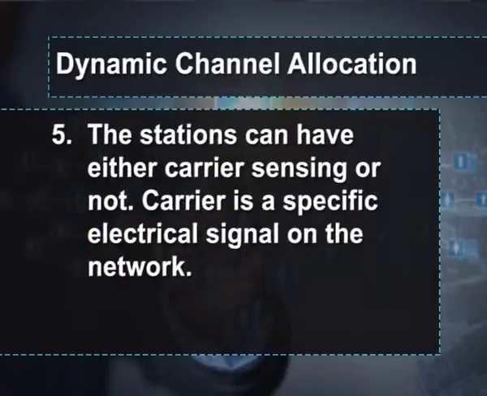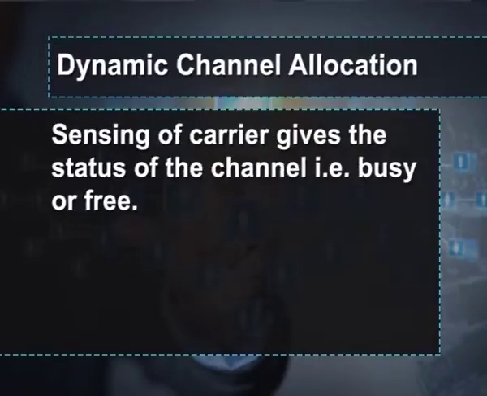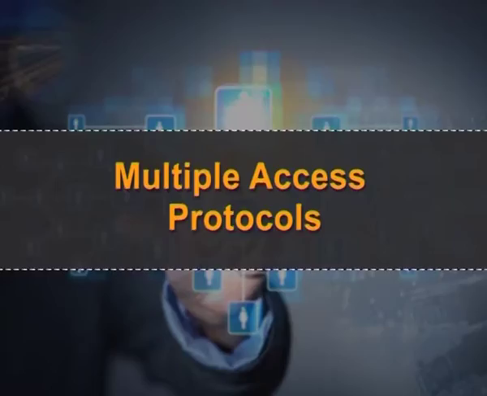The last requirement is that stations can have either carrier sensing or not. Carrier sensing is a specific electrical signal on the network. Sensing of carrier gives the status of the channel, that is busy or free. Next, we are going to discuss multiple access protocols.